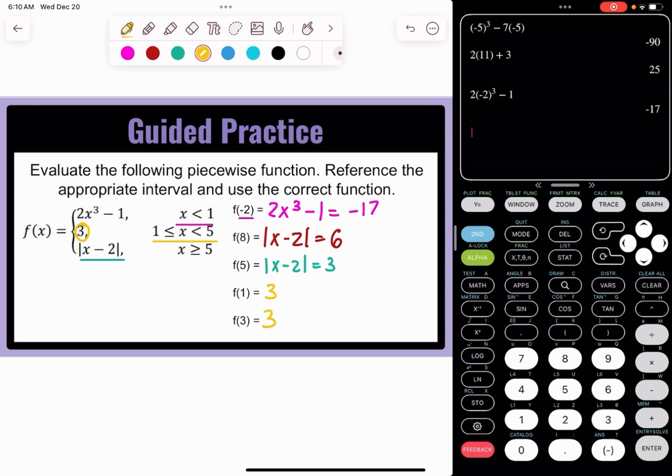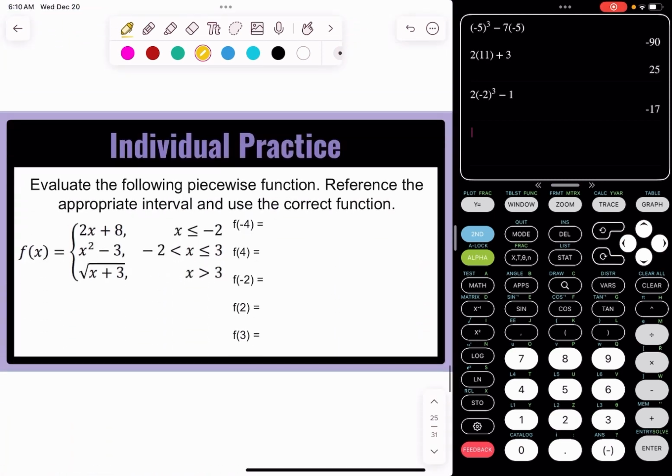Alrighty, let's look at the next one. I want you to pause the video and try this one. Evaluate the following piecewise functions. Let's use the appropriate interval and the correct function. Okay, x equals -4. When x equals -4, that means x is less than or equal to -2. So we're going to use the function 2x plus 8. Wherever we see that x, we're going to put in -4. Plus 8, we get 0.